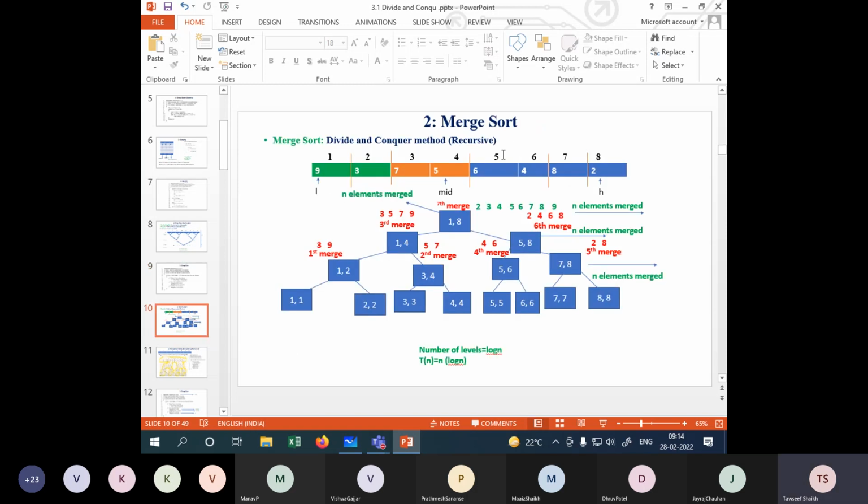The new mid value will be 5 plus 8. That will be how much?